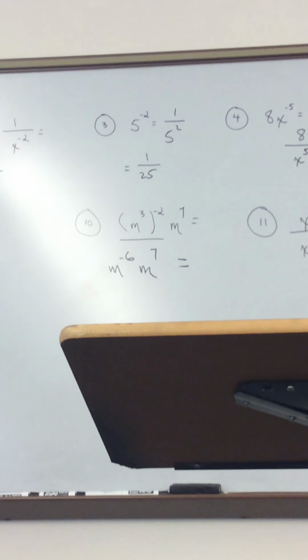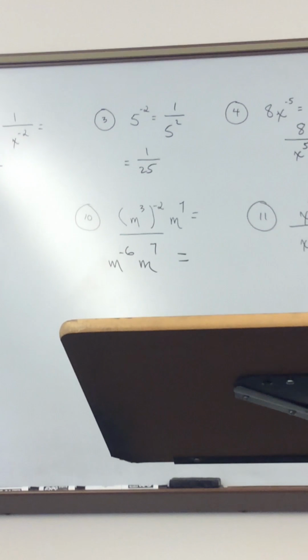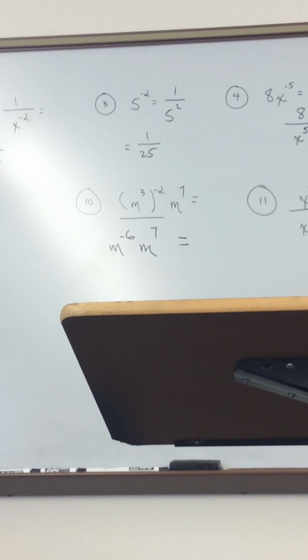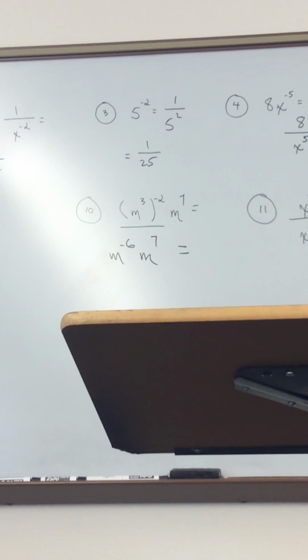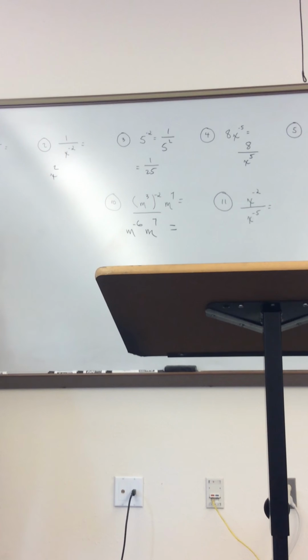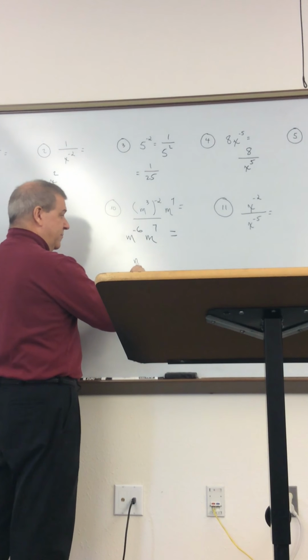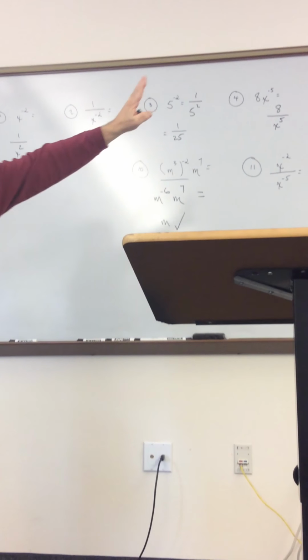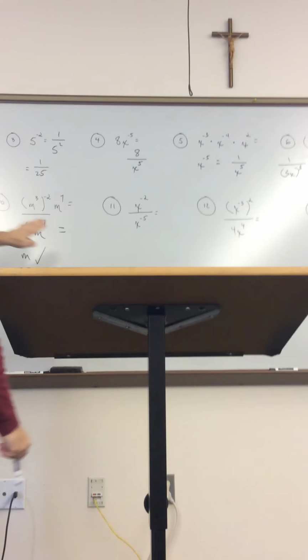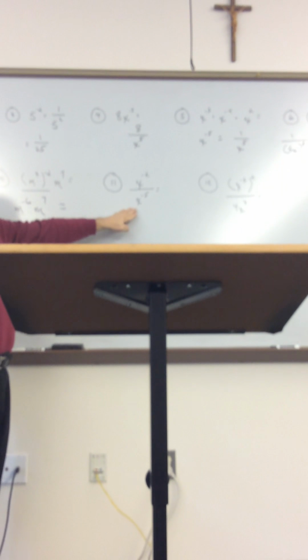What's the final answer? You're multiplying two things with the same base. Use the rules from yesterday. The rules aren't ever going to change. M to the 1st, right? Add the exponents. Done. Look at all the answers. There's no negative exponents in the final answer. Now, come on. Let's see how smart you are here.